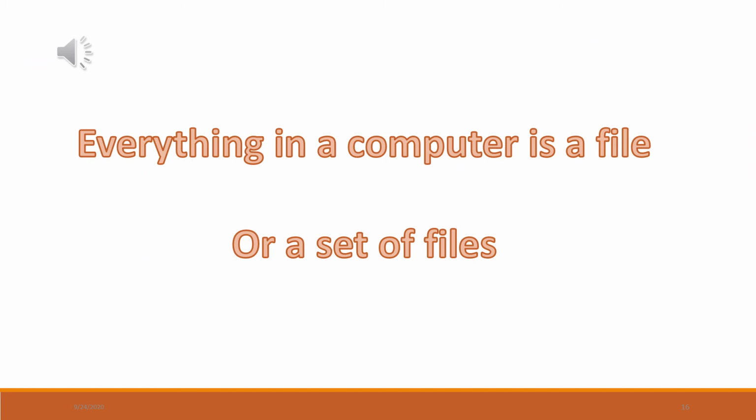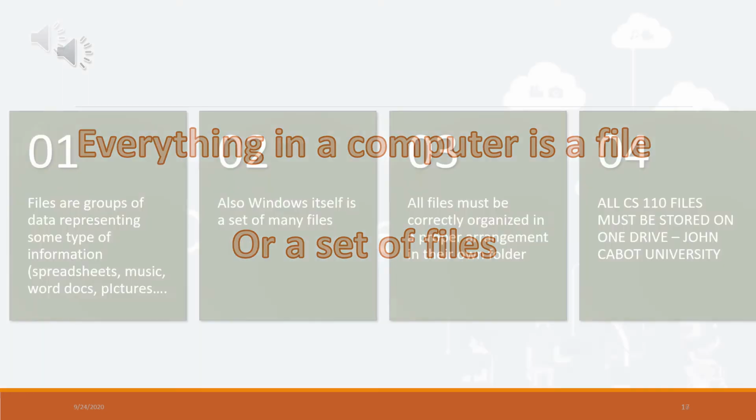Everything in a computer is a file or a set of files. Even Windows is a set of files. Word and Excel, the programs, are a set of files. Everything is a set of files. So where are these files? It's of the utmost importance. Otherwise, as usual, we will hit troubles.